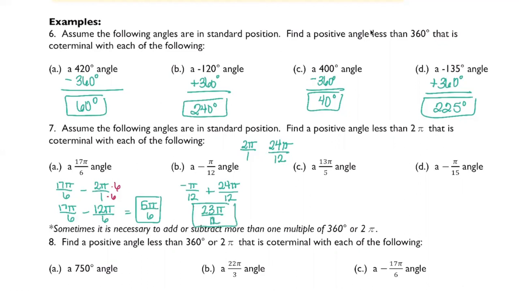And we know that that is less than 2 pi because, again, if I think how many times does 12 go into 23, it goes in only once with a little bit left over. So since it only goes in one time, I know that I'm less than 2 pi. So once again, I'm going to ask you to pause and go ahead and try C and D on your own. I'll be back in a second.